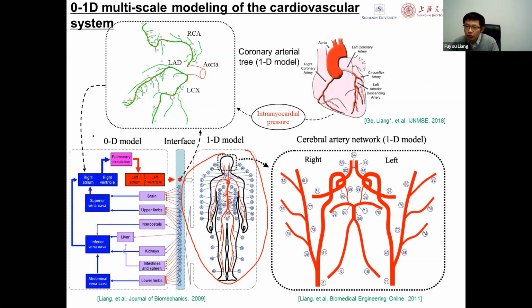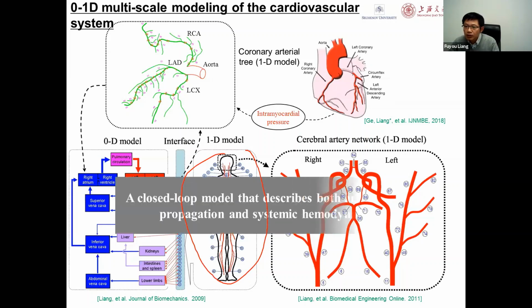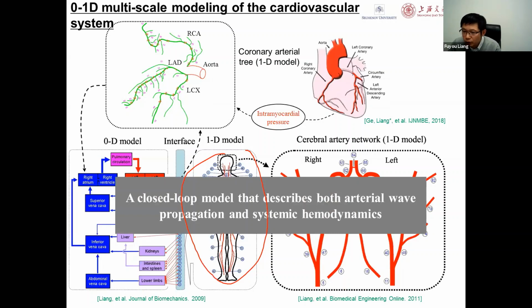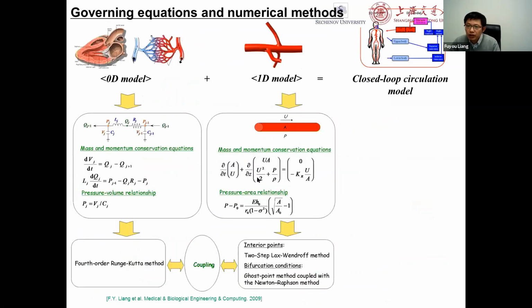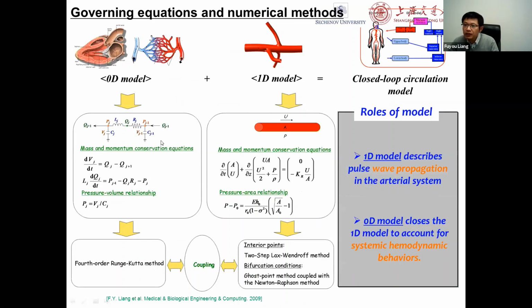Later, we have also extended this model to include a more detailed description of, for example, the coronary circulation or the cerebral circulation. So in this way, we obtained a closed loop model capable of describing both arterial wave propagation and systemic hemodynamics. Here we show the governing equations. The 1D model and the 0D model are governed by different equation systems, and they are coupled numerically at the interface between the two models. So I'm not going into the details of the governing equations and the numerical schemes.